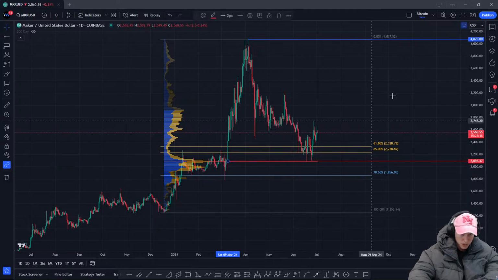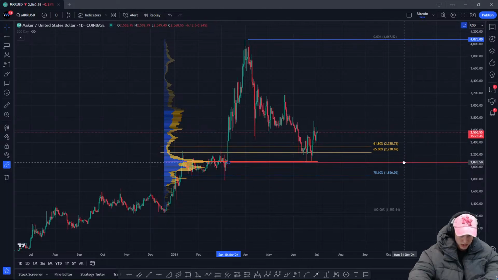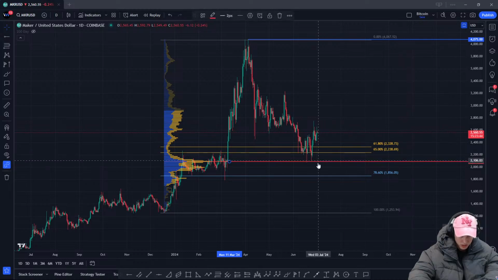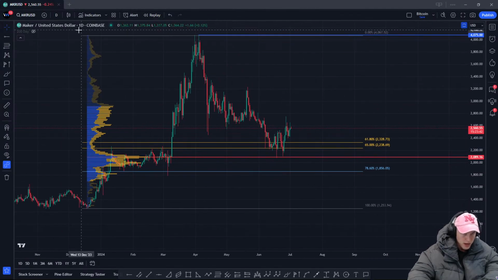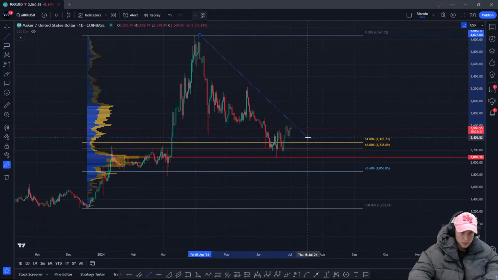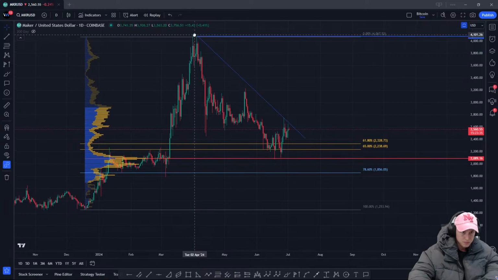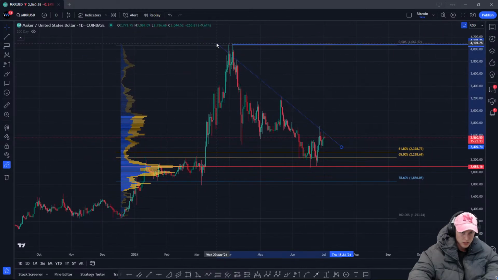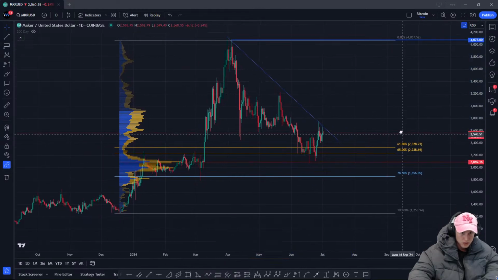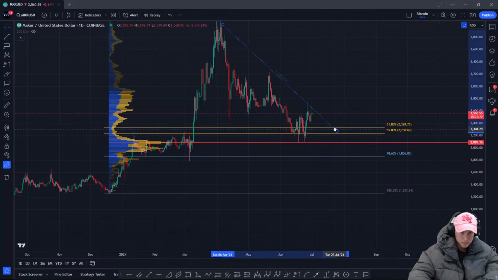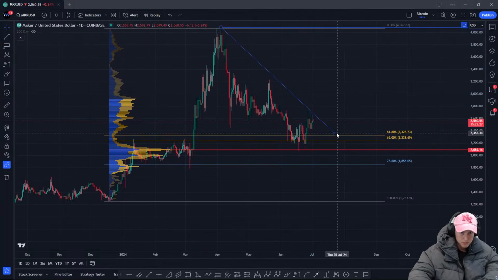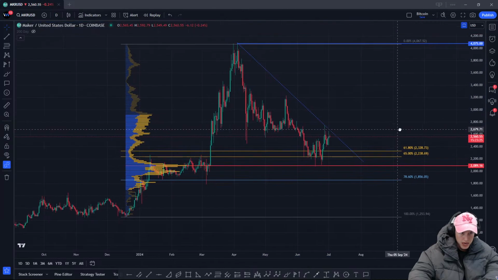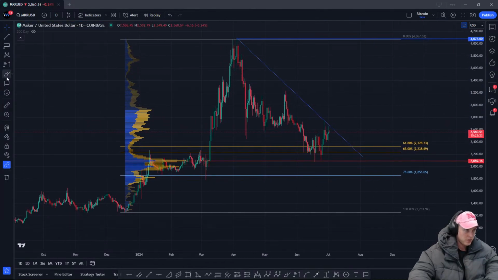Whenever I do a POC, I add a horizontal ray to mark out the rest of the chart because it only goes to the current price action. So really, it's pretty clean. This chart looks a lot better than the Lido one. Obviously we've got a pretty steep downtrend, but there are three key areas to the downside that I'll be looking at if we continue to reject, the first being the golden pocket.